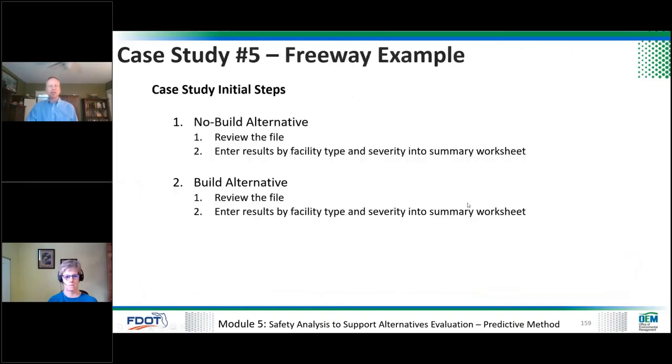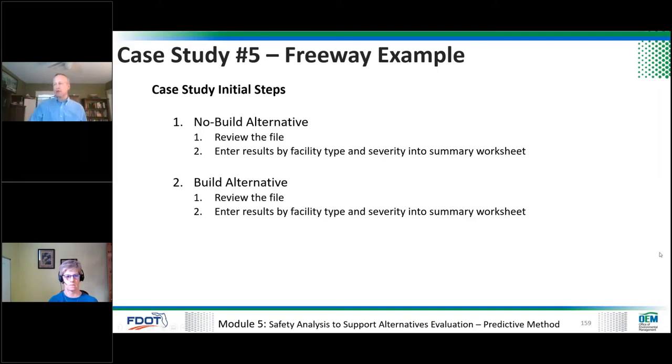We're going to use ISAT-E, and we're going to review the no build alternatives, review the file, enter the results, look at the build, review that file, and enter the results by facility type and severity into the summary worksheet. So that's the next thing to do.